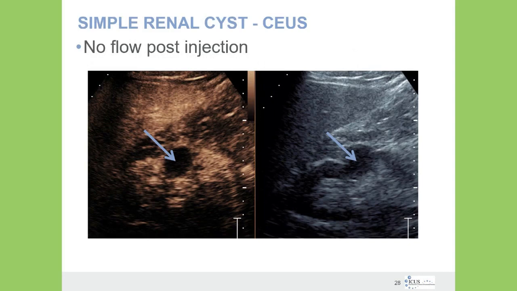This patient had a complex-looking cyst on grayscale ultrasound. However, there was no flow within on contrast, and we can see that this is a simple renal cyst. The fact that we don't see any contrast within the cyst means that there's no flow. Again, it doesn't necessarily mean that it is fluid-filled. In this case, however, it is fluid-filled.